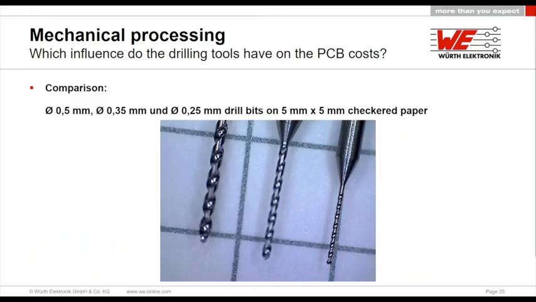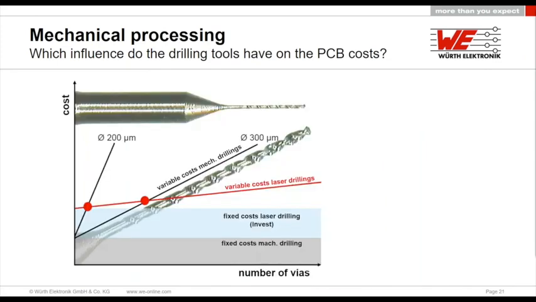And to give you an imagination of what these drill tools really look like, we placed them onto a 5x5 millimeter checkered paper, and you see this 0.25 millimeter drill bit. This is the size of the lines here on this checkered paper. If you looked at this drill bit in reality, the tip of the drill tool is something you can hardly see with your own eyes. So it's always a trade-off in cost. Which drill tool size do you use?